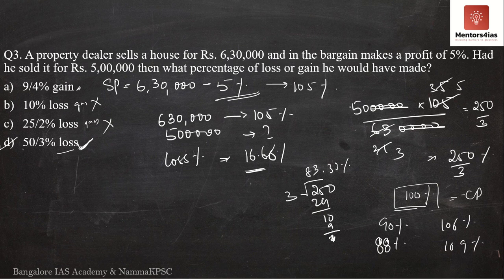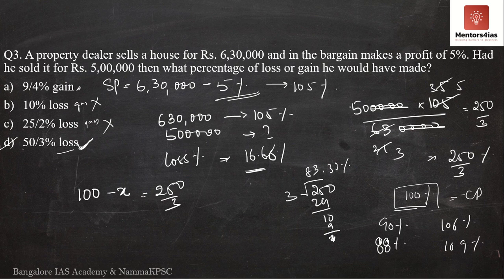However, if you don't wish to divide 250 by 3, what you can actually do is, see, 100% is nothing but the cost price. When you subtract the loss percentage x, this is equal to 250 by 3. So if you find out x, that will give you 16.66%, but in terms of fraction itself, you don't have to divide anything, because 250 by 3 is the actual selling price at a loss.